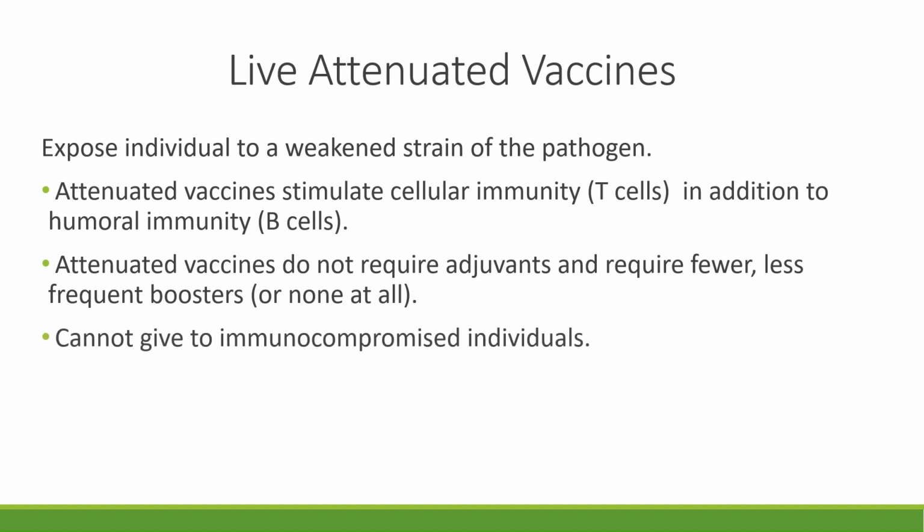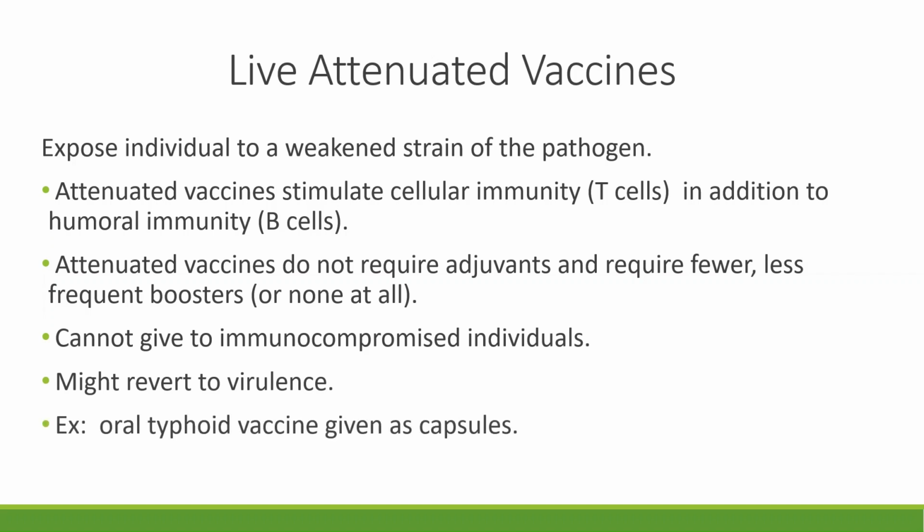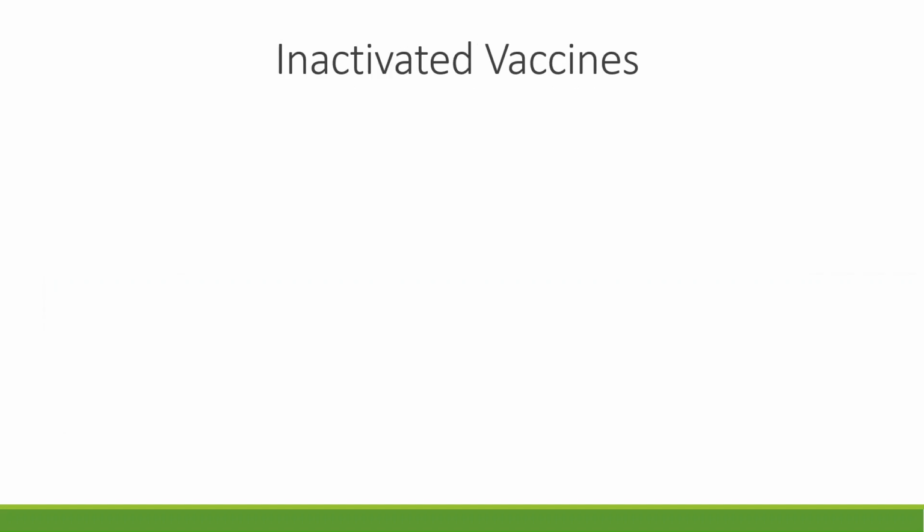However, they cannot be used in immunocompromised individuals because even a weakened pathogen could still cause illness. So we have to be careful here. There is a small risk that the weakened strain might revert back or mutate back to a more virulent form. An example of an attenuated one would be the oral typhoid vaccine, which is given in capsule form if you ever travel outside of the country. It's common or mandatory that you get the oral typhoid vaccine.